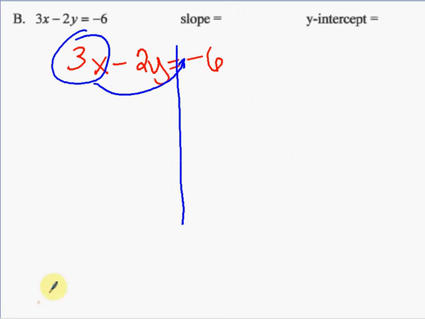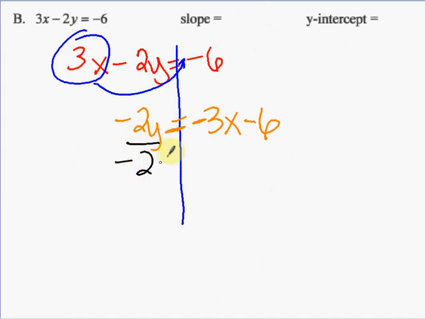We'll use orange. We're going to keep the negative 2y and the equal sign. They come straight down. 3x becomes negative when I move it over. It changes signs, and the minus 6 comes down. And then our second step is to divide by negative 2 because it's in front of the y. It's being multiplied, so we have to divide.